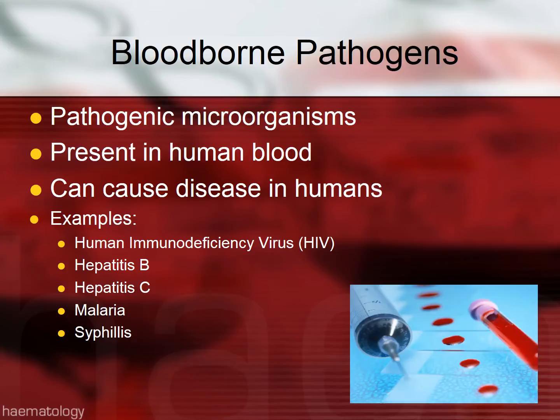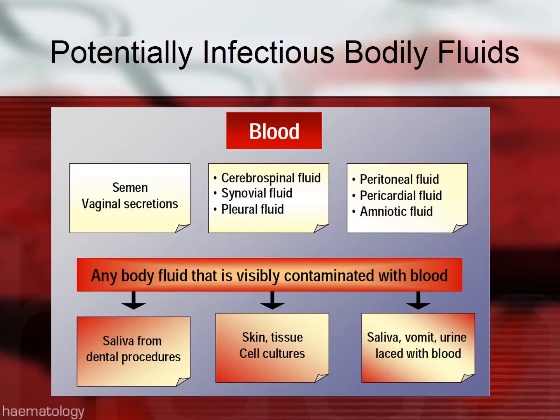So when we look at some examples, HIV, hepatitis B, hepatitis C, malaria, syphilis, there's just a ton of different things that fall under this, and there's a complete list in OSHA. So when we look at potentially infectious bodily fluids, a lot of times you'll see OPIM, which is other potentially infectious materials. And the bodily fluids would fall directly underneath that. Now, obviously, these are going to be present in the blood, but blood can be in a lot of different other bodily fluids, and those are listed here.